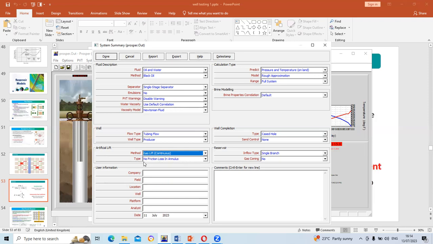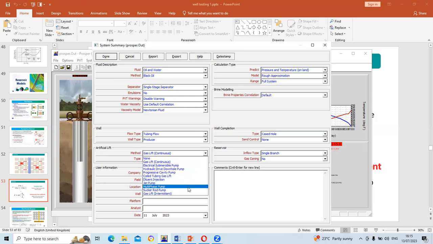So there are different types of model there also. We have no friction loss in annulus because the gas is flowing inside the annulus. I think let's take intermittent, not overcomplicated for now. Let's take intermittent.